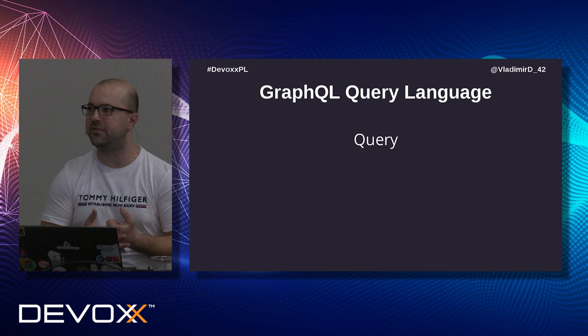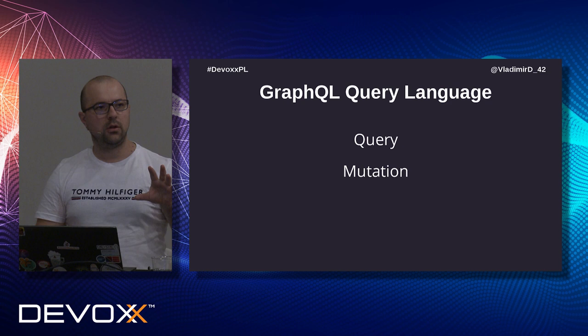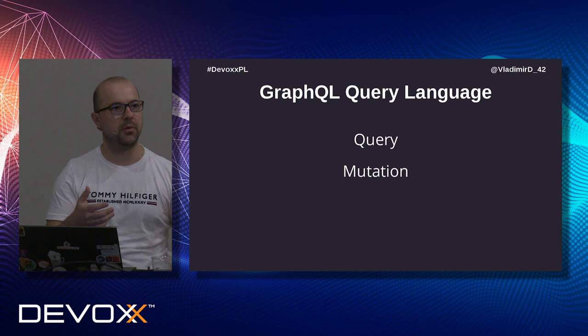So we need a way also to change the data. For that, we use mutations. So how do we do the mutation? Before I actually show you mutations, one thing you need to remember is that a query is read-only, which means it's going to be run in parallel and it's going to be optimized. A mutation is changing the data, so it means it will be run in sequence. So keep that in mind.